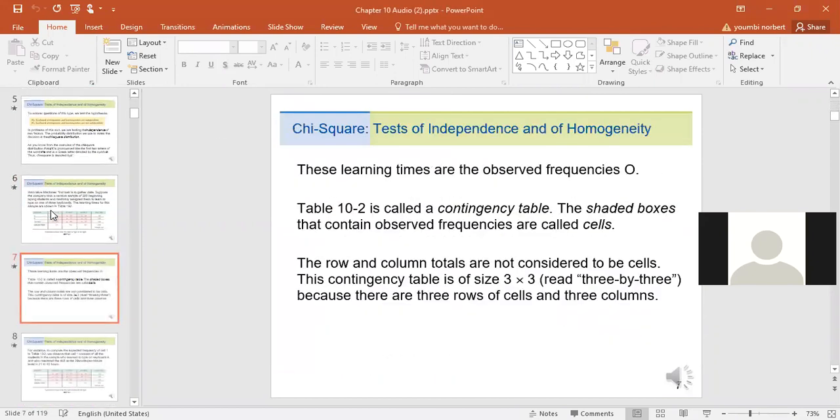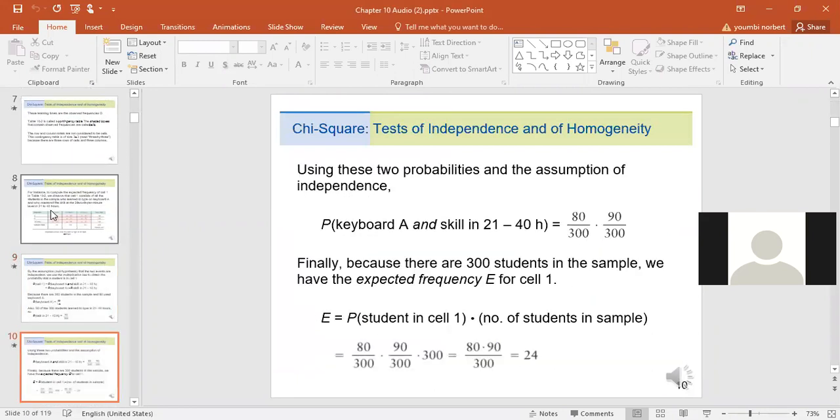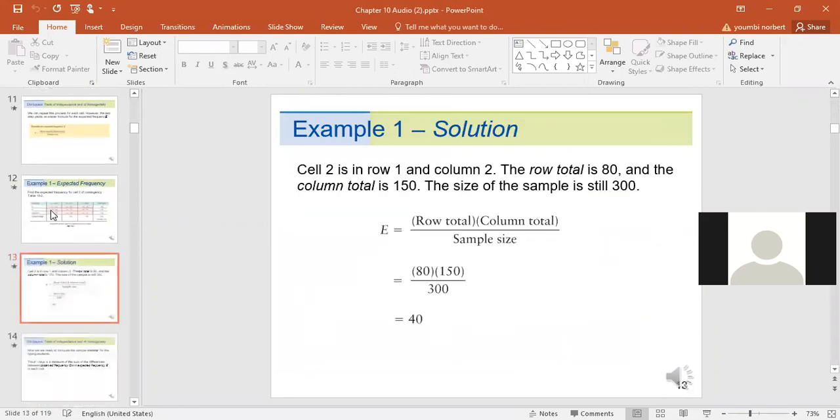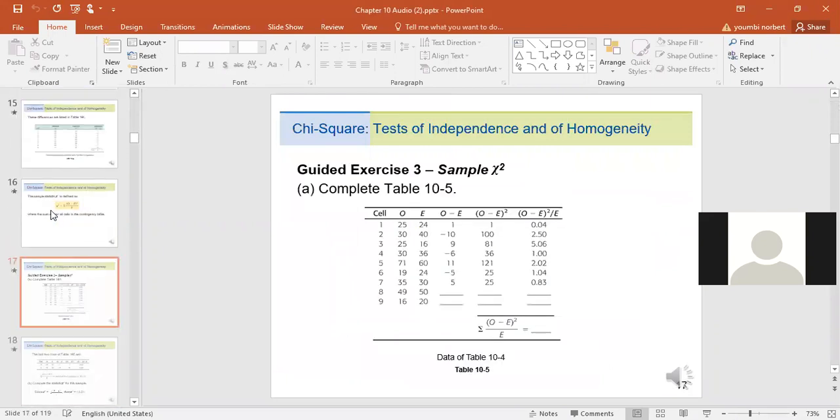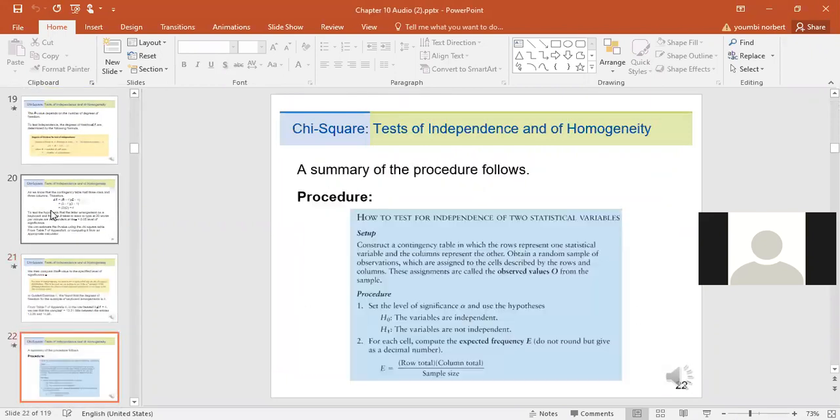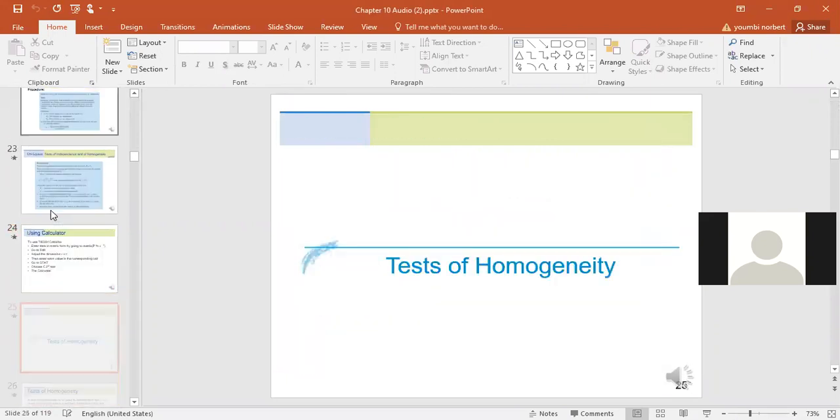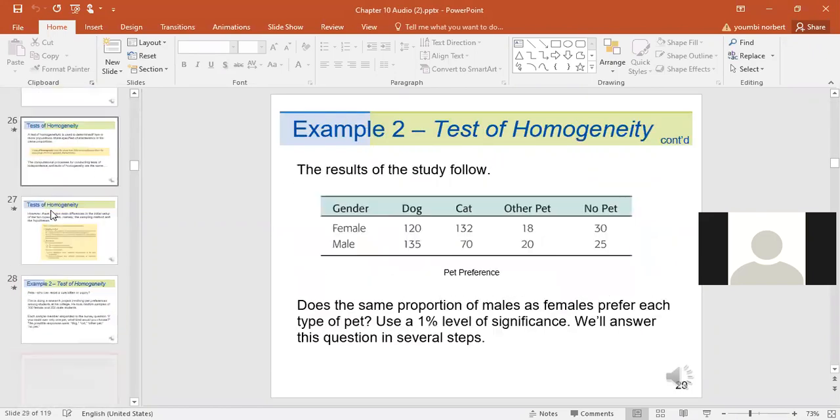We discussed using hypothesis testing for variance and standard deviation, as well as that was 10.3.